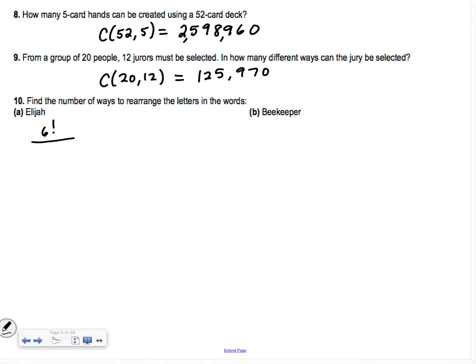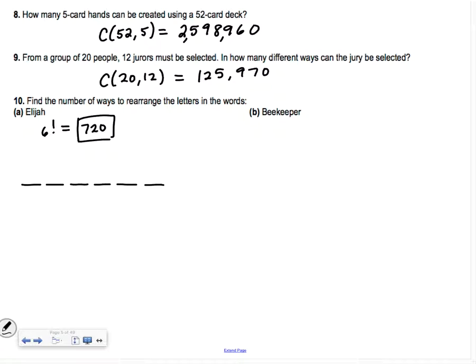All right, so how many repeats do I have? I don't have any, right? So usually in this formula, we divide by the number of repeats, but we don't have any repeats, so it's just 6 factorial, which ends up being 720. So basically we're saying we have 6 spots. In those 6 spots, I could put an E, an L, an I, a J, an A, or an H. But once I choose that, then I put the E, the whatever.